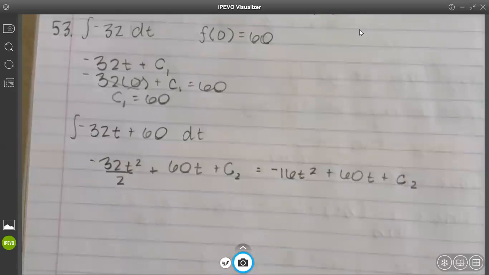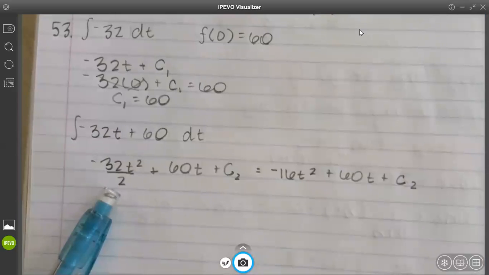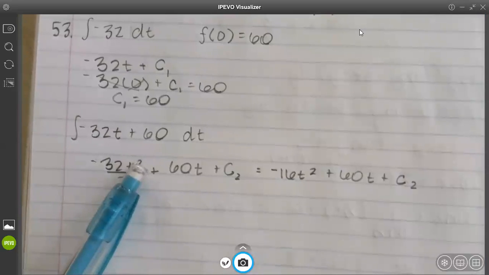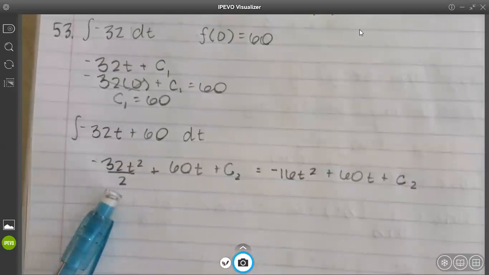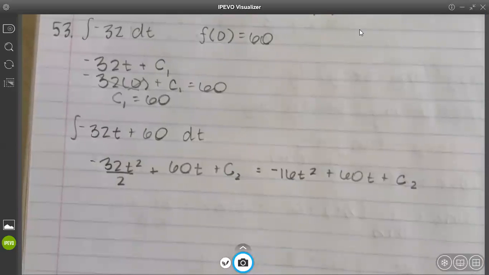Michelle, this might sound stupid. 53. How do you know to divide by two? Right here, yeah, that's the integration rule. Remember, we divide by the power. What'd you say? Just read the whole sentence.